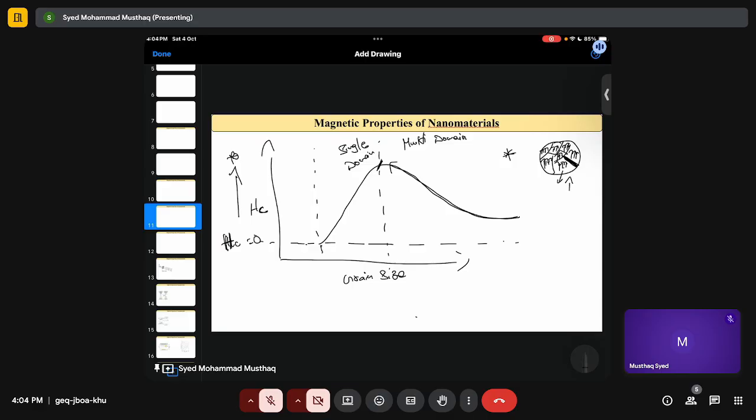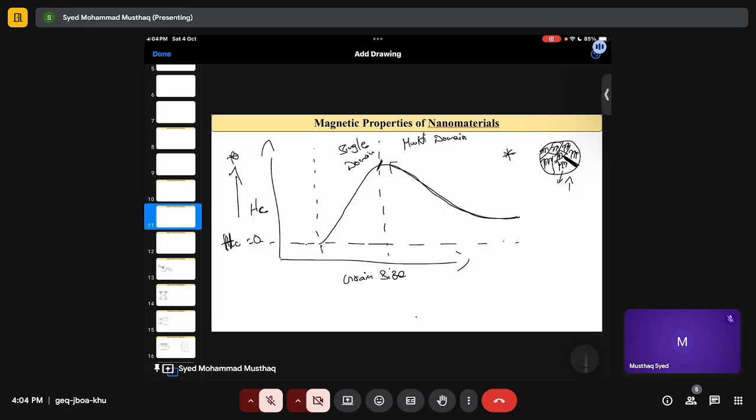So whenever you try to decrease the grain size, yeah, sure, the domains will also try to increase. Then you will have multi-domains. There will be more domain walls. But after reaching a certain grain size, your domains are getting so small, they will become a single domain in contrast.